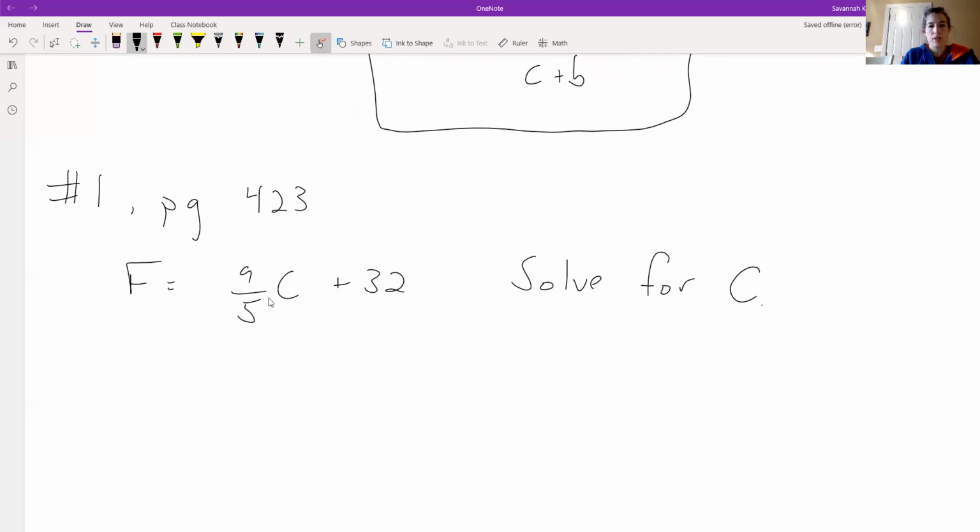Here it is, stuck to this 9/5. And just as a hint, anytime your variable of choice is stuck by multiplication to a number or to another letter, usually it's going to be the last thing you do to unstick that. You're going to move everything else around first, and then you'll unstick that later. So what we can do, I have so many options.